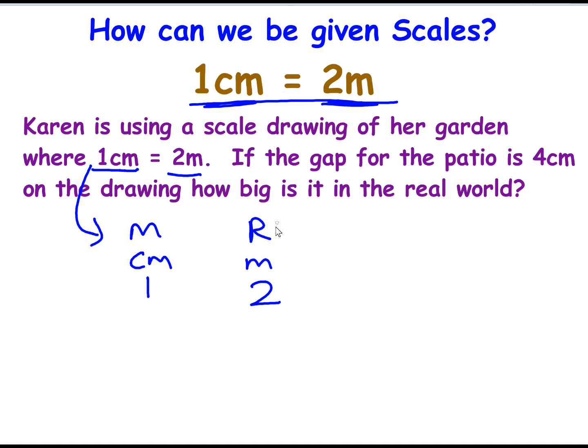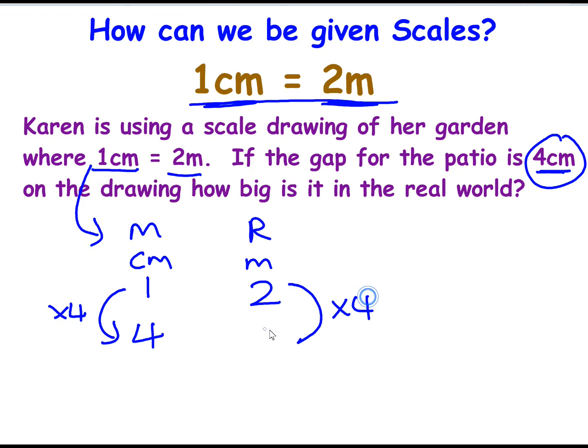So we've got our map or our scale drawing and our real world: 1 centimetre is 2 metres. Then, depending on whatever they've given us, depends where we put that value. So if the gap for the patio is 4 centimetres on the drawing, 4 centimetres lives under the centimetres side. How big is it in the real world? Using what we already know about ratios, to get from 1 to 4, I multiply it by 4. Therefore, to get from 2, I multiply it by 4, I get 8 metres. So in the real world, it is 8 metres.